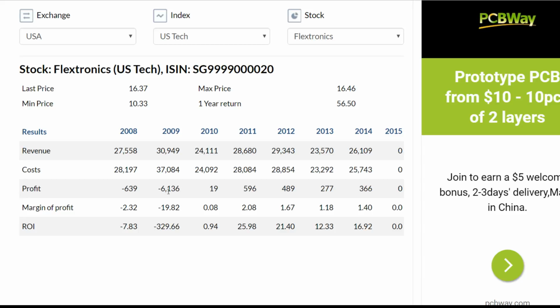We see that the company had loss equal to $6.1 billion US in 2009, and the highest profit equal to $596 million US in 2011. Profit in 2013 decreased by $212 million US compared to 2012, and profit in 2014 increased by $89 million US compared to 2013.